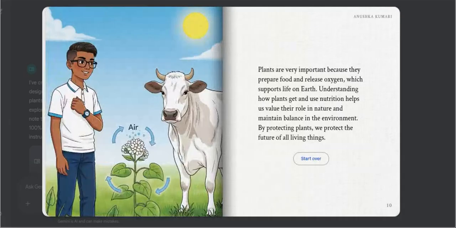Plants are very important because they prepare food and release oxygen, which supports life on Earth. Understanding how plants get and use nutrition helps us value their role in nature and maintain balance in the environment. By protecting plants, we protect the future of all living things.